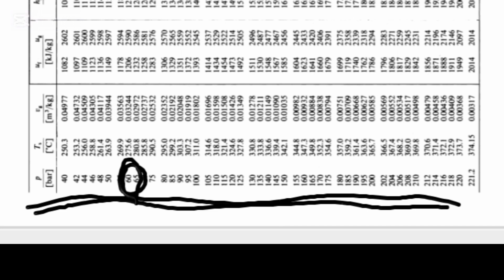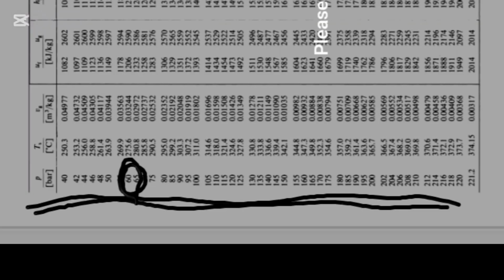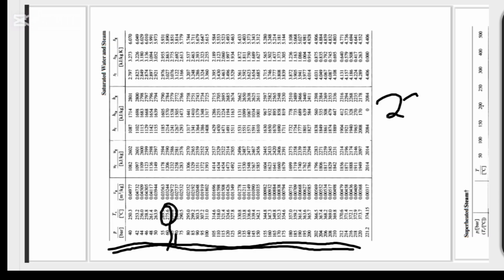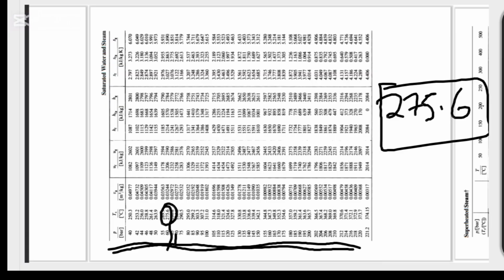This is 60 bar. So after looking for the 60 bar, you are going straight to the temperature. So you can see the temperature, which is 275.6. So our temperature will be 275.6. So this will be the temperature that we are going to use.